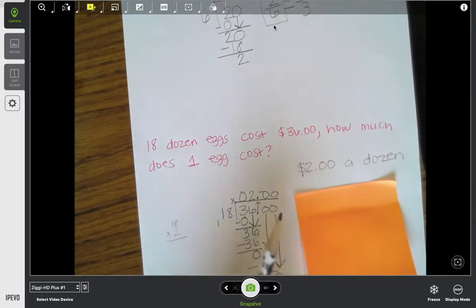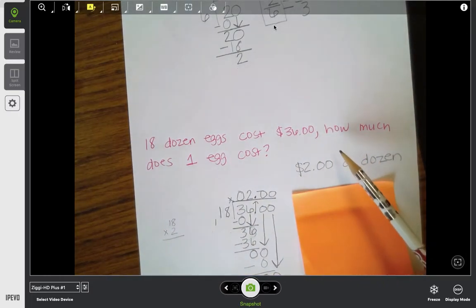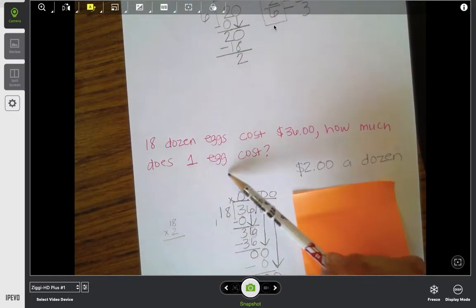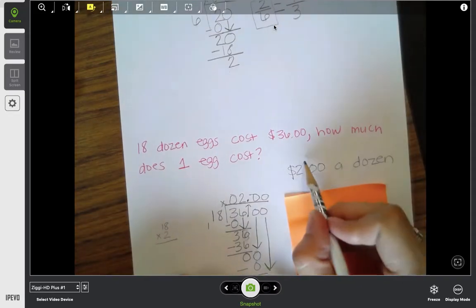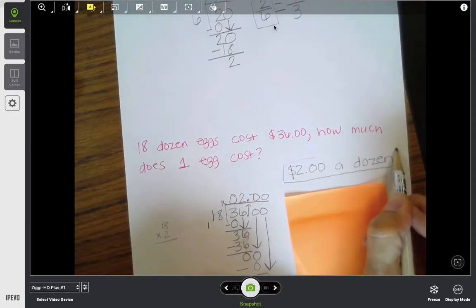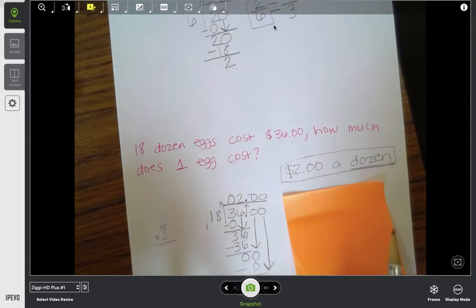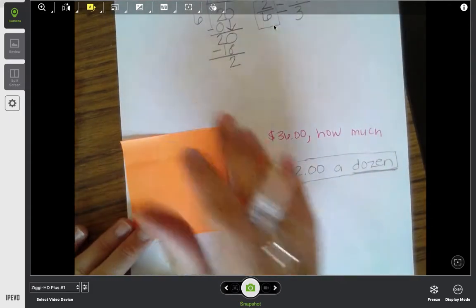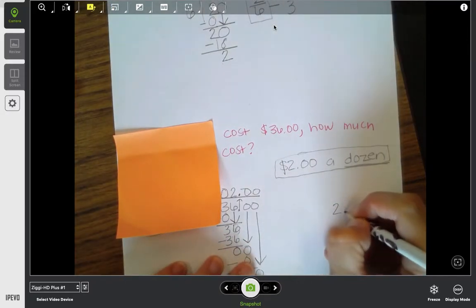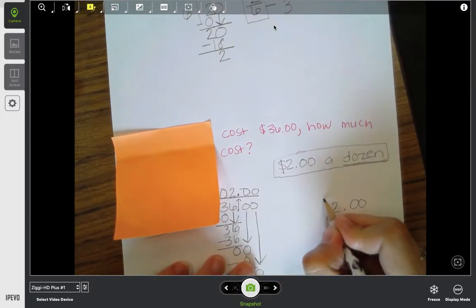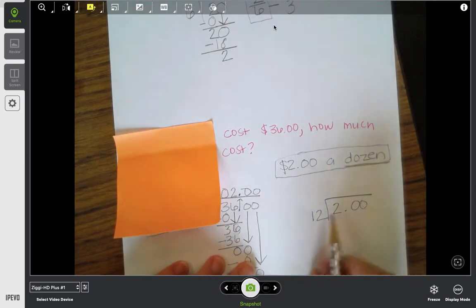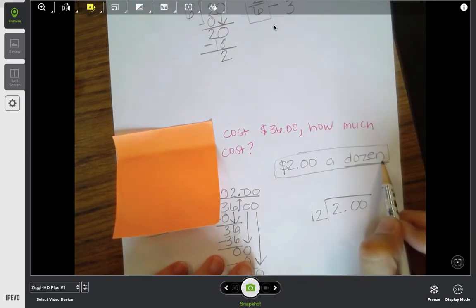Now, I still haven't answered my question, okay? So I've got to figure out how much does one egg cost? Well, if 12 eggs, a dozen, is $2, I can divide that $2 by 12 because that's the number in a dozen.